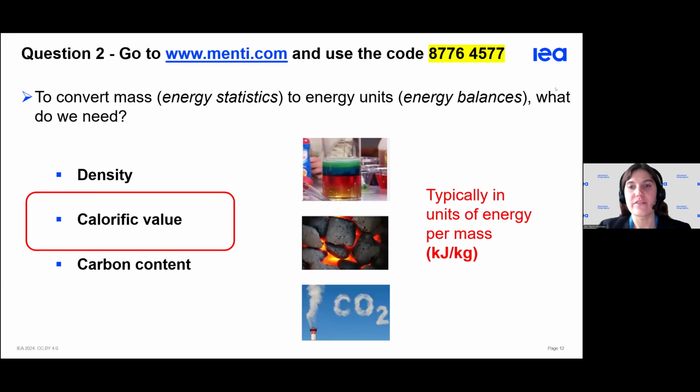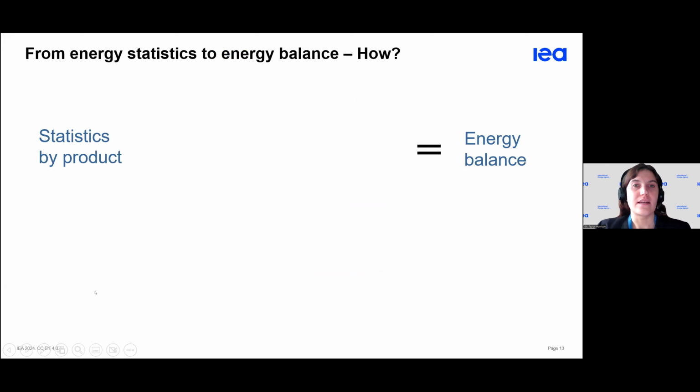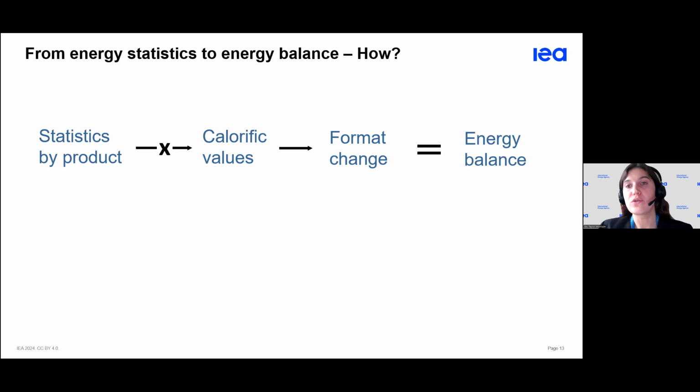So the calorific value, just to reiterate what was said in the prior presentations, is typically in units of energy per mass. So once you have statistics by product, then you have your calorific values, which you can multiply by your statistics by product. Then we do a quick format change, which I'll discuss in more detail later. And then from there, you get your energy balance.